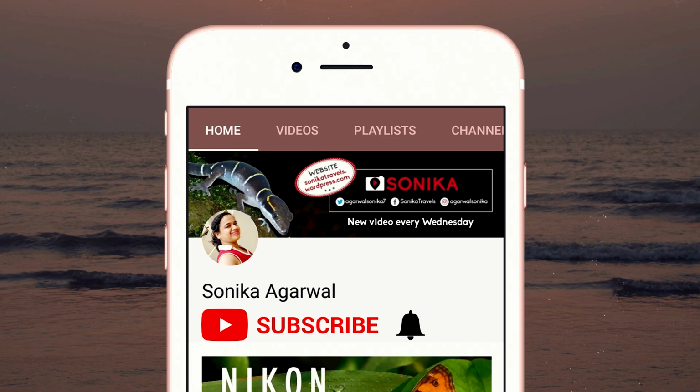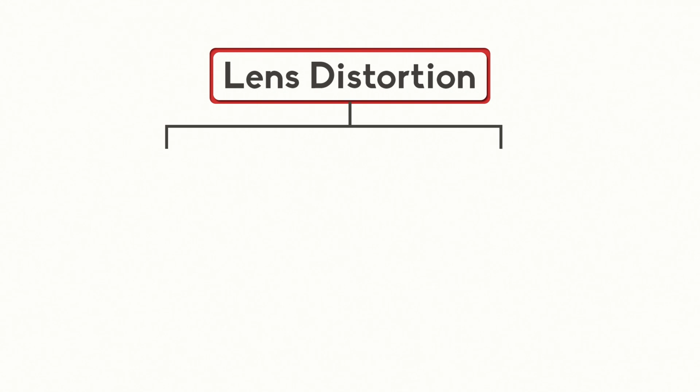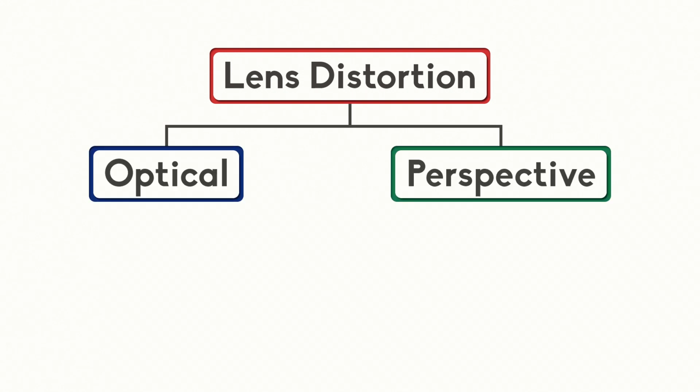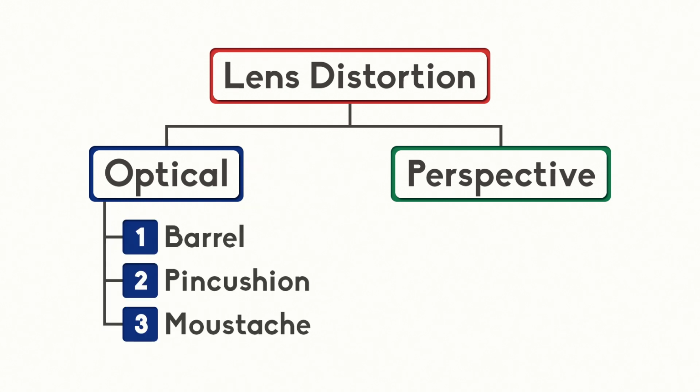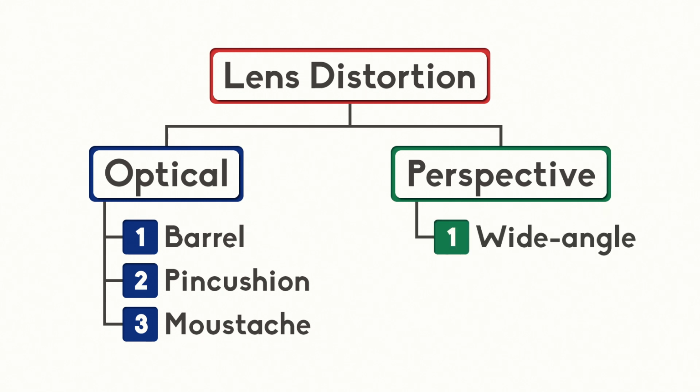No matter how expensive your lens is, it may always be prone to some sort of distortion. Before I tell you how you can correct lens distortion, let's talk about what distortion is and the different types of lens distortions. There are two main types of distortion, optical and perspective. Optical distortion has barrel, pincushion and mustache distortion. Perspective distortion has wide angle and telephoto distortion.